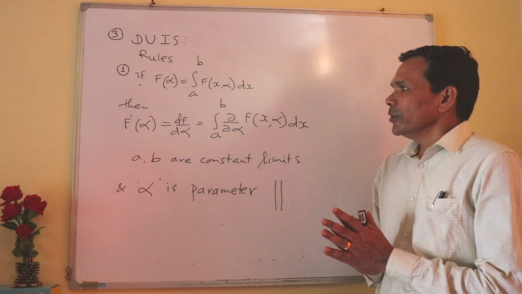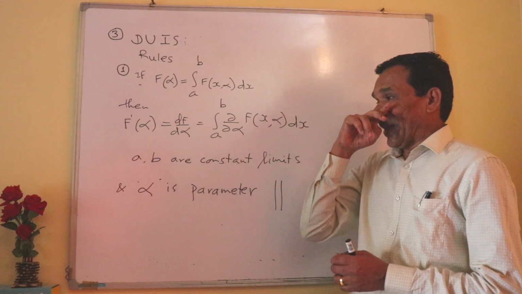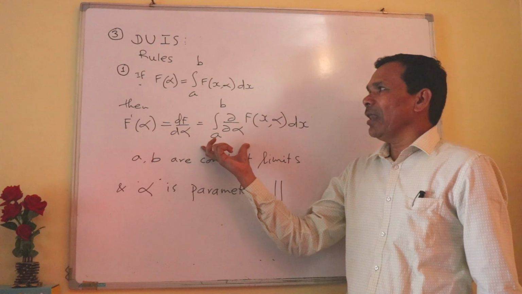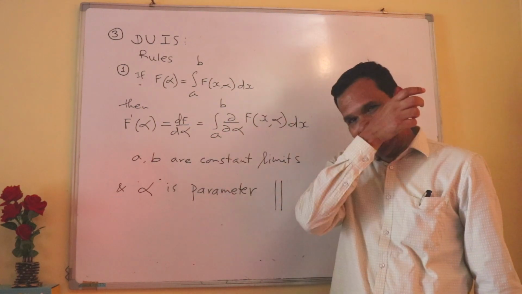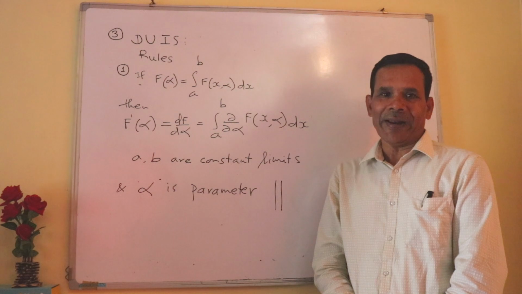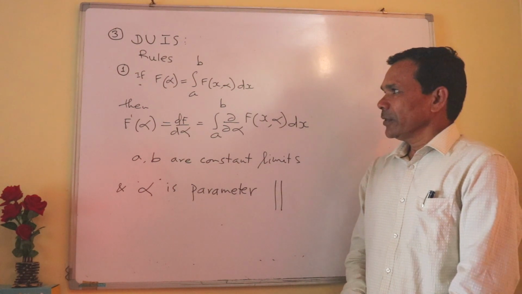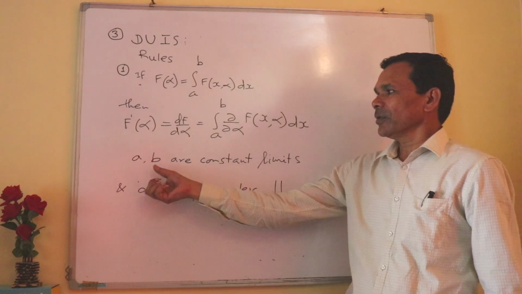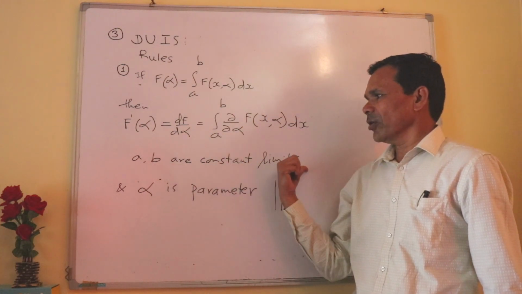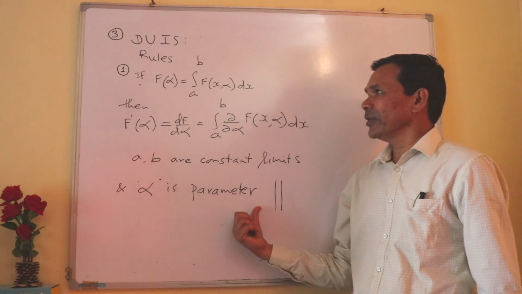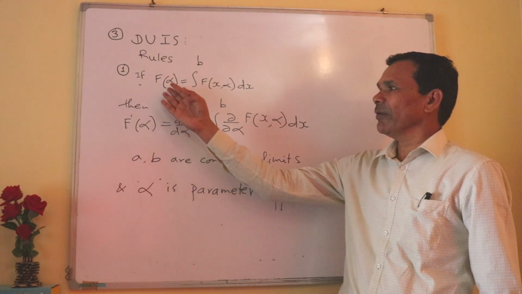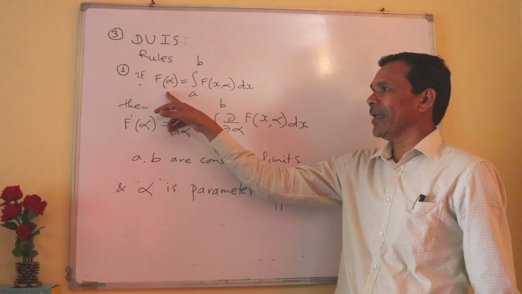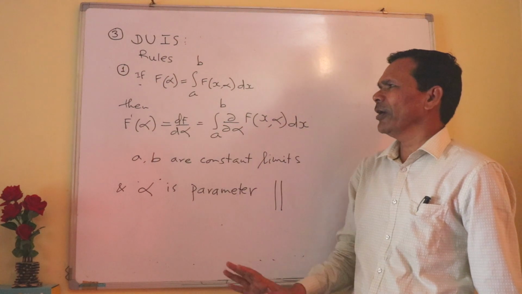Now, this type of integral we use to evaluate certain improper integrals where it involves a certain parameter. So rule number 1 is with the constant limits a and b. These are constant limits, and alpha is the parameter. This rule states that if alpha is some parameter, we denote that integral by F of alpha, phi of alpha, or whatever it may be.